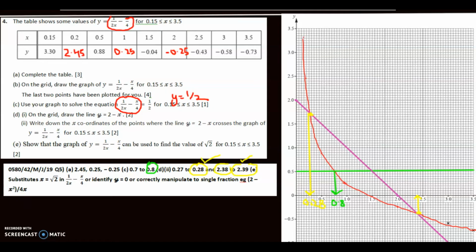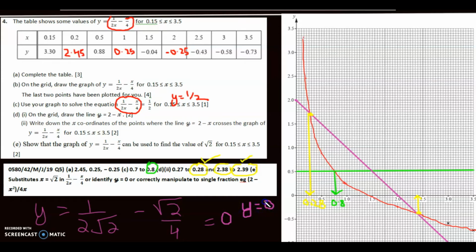Okay, let's see, we have y equals 1 upon 2 under root 2 minus under root 2 upon 4. What will my calculator give me when I enter this? The calculator says the answer is 0. So y equals 0. Where is this line?